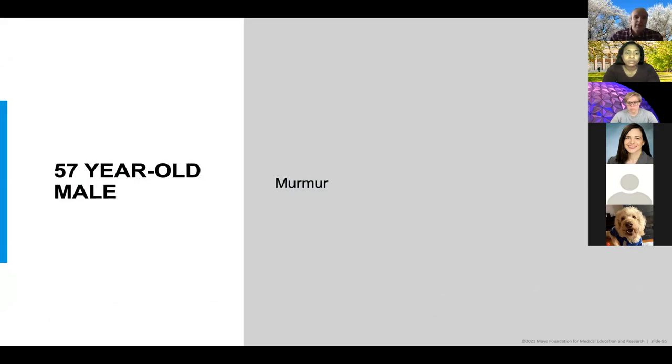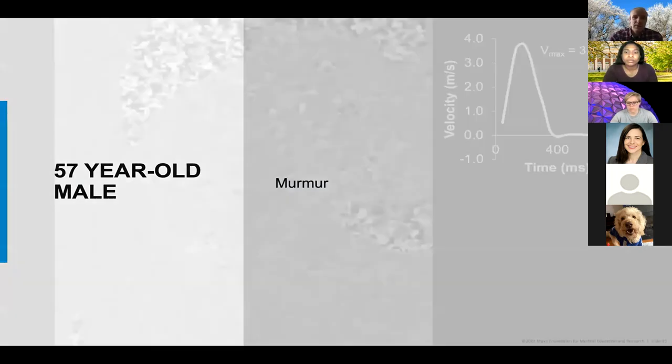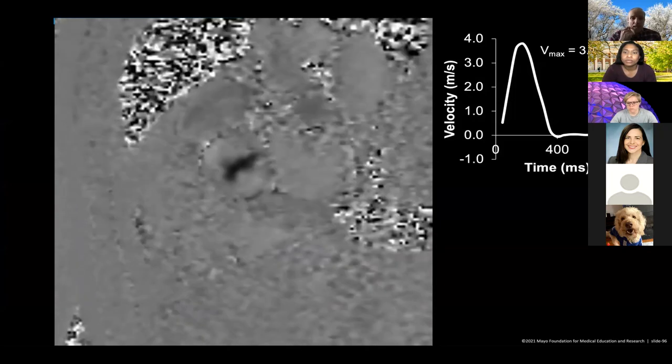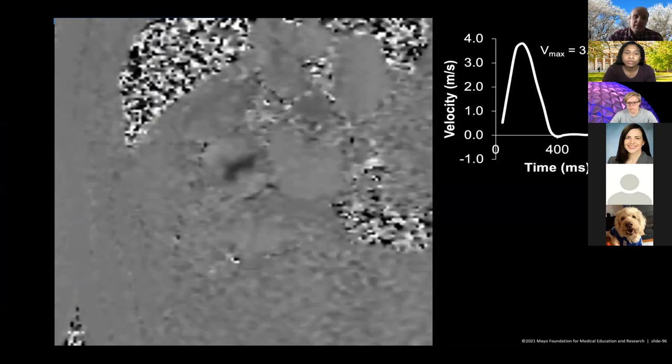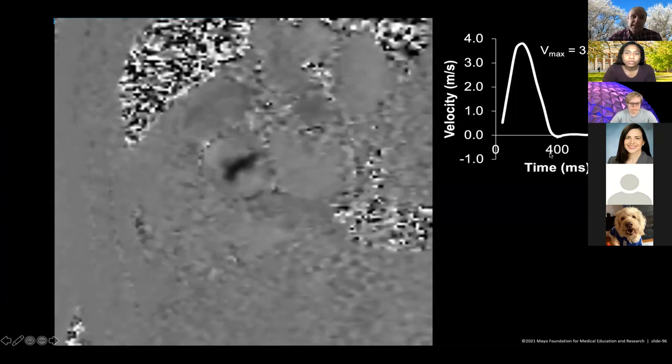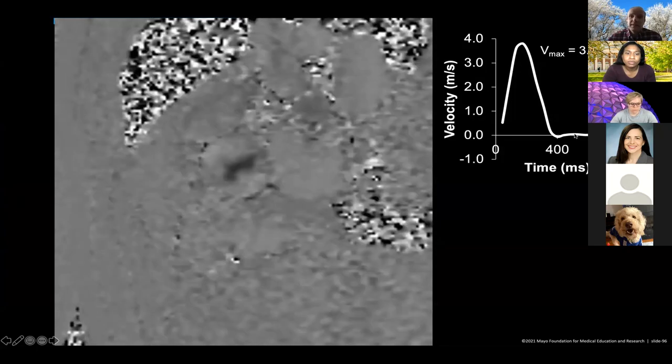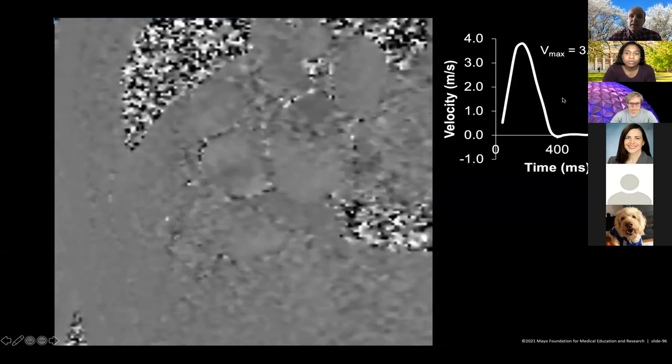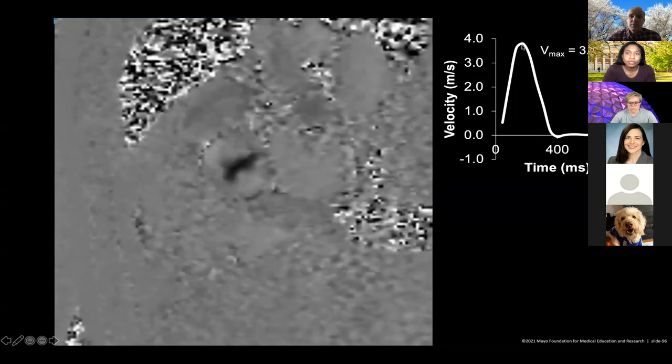This is a 57-year-old with a murmur. And this is another patient with a bicuspid aortic valve. Now, in this case, you can actually see the velocity time curve. The peak velocity is almost 4 meters per second.